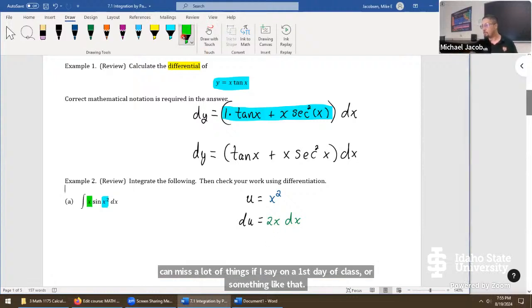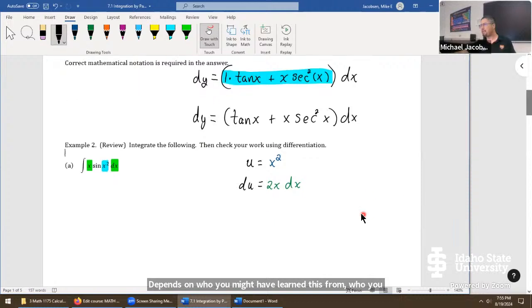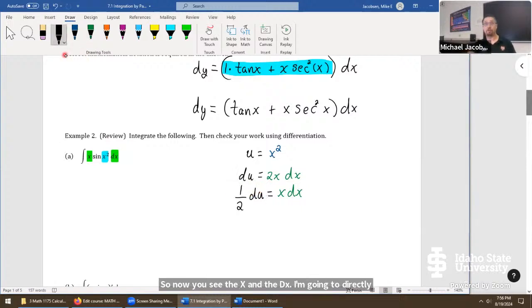So there's my du. Looking in here, we've got an x, we've got a dx, and there's different things you could do with this too. I've seen different solutions, different strategies. Depends on who you might have learned this from, who you might have tutored with. I typically pick a technique that's more common to what our author might have done. The author of our textbook would have taken that 2 and divided it out to give a 1/2 du equals x dx. So now where you see the x and the dx, I'm going to directly substitute in 1/2 du, and here's how it all comes together.